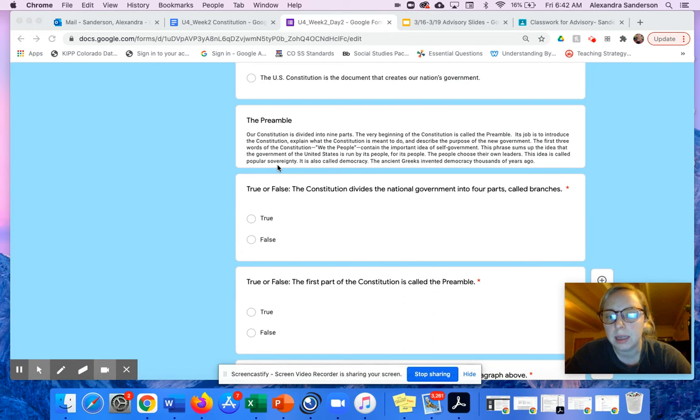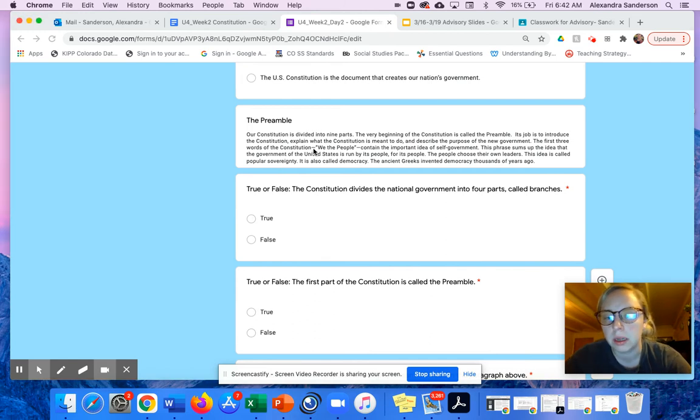This phrase sums up the idea that the government of the United States is run by its people for its people. The people choose their own leaders. This idea is called popular sovereignty. Let me say it again. This idea is called popular sovereignty. So say that with me because this is a tricky one. Popular sovereignty. Sovereignty. So popular sovereignty means we choose our leaders. It is also called a democracy. The Greeks invented democracy thousands of years ago.